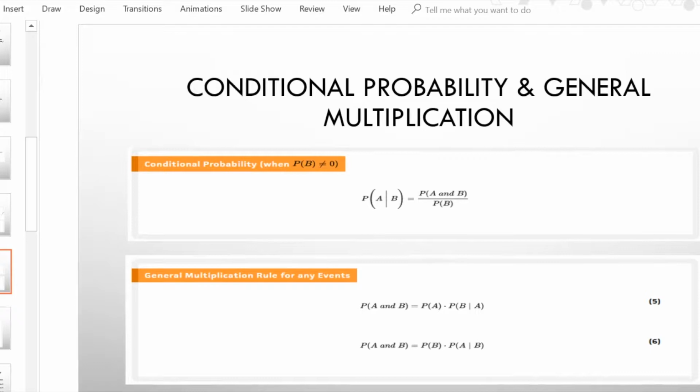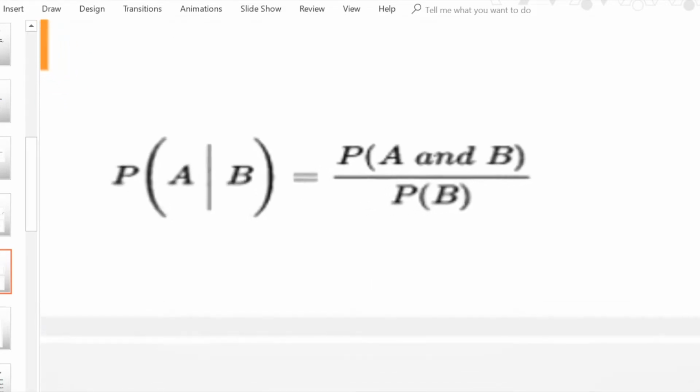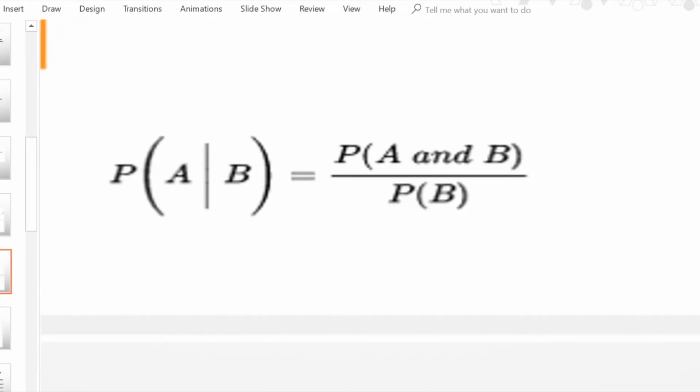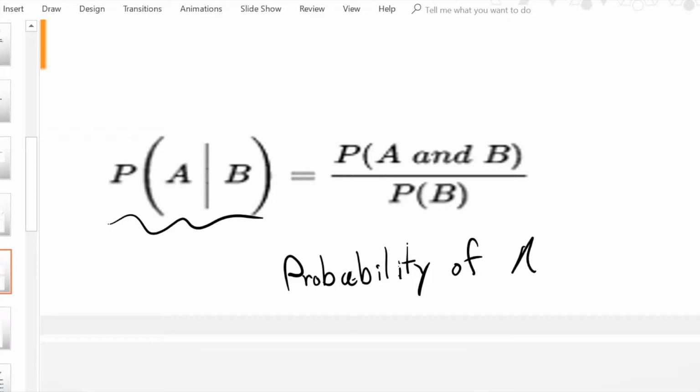All right, now we're going to talk a little bit about conditional probability and general multiplication. If you just write down this formula, it actually kind of covers all of the other formulas as well. The way this is read is it's the probability of A given B. What this means is we're finding the probability of something given something already occurred.